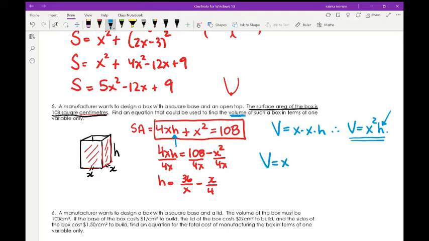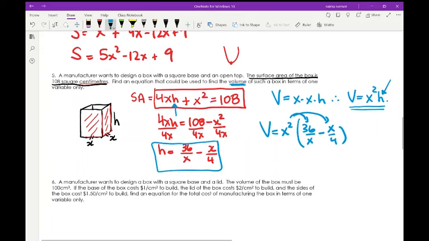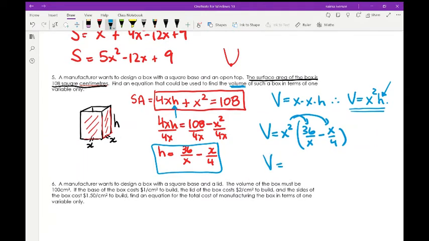My volume is going to be x squared times whatever I found here for h. So it's going to be 36 over x minus x over 4. And we are going to, of course, distribute this out to see what we get. So my volume is going to be, do a little work on the side if you need to. You're going to get 36 times x squared divided by x. So one of the x is going to cancel. And you're going to end up with 36 times x.